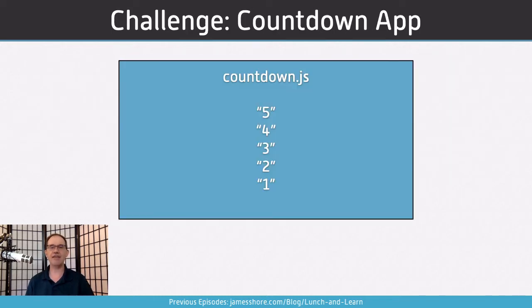Specifically, the challenge that we have today is we're going to write a little toy application, a countdown app. It's going to take an array of text strings, and it's going to print out one string at a time, waiting 1 second between each one. So if we provide an array with 5, 4, 3, 2, 1 in it, then it will print out 5, wait a second, print out 4, wait a second, 3, 2, and 1.